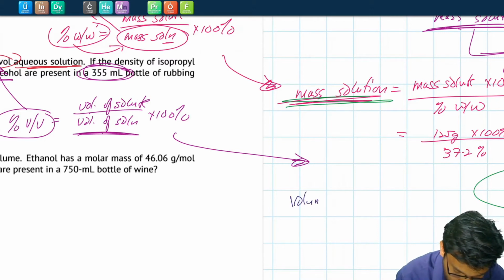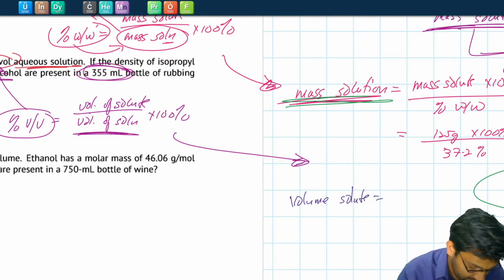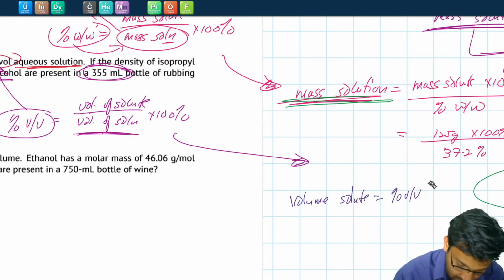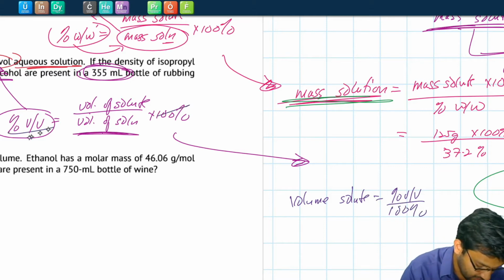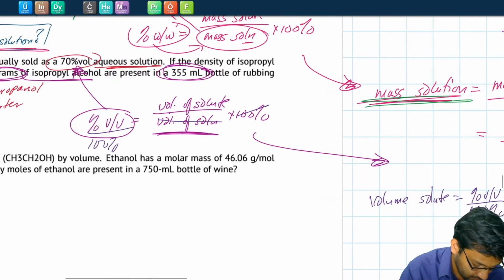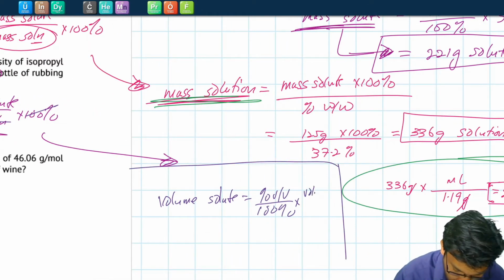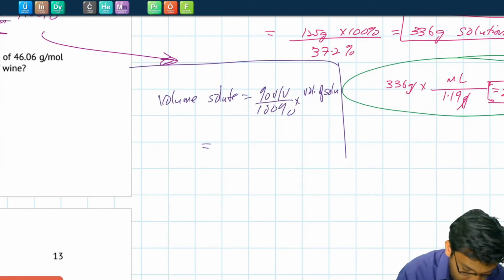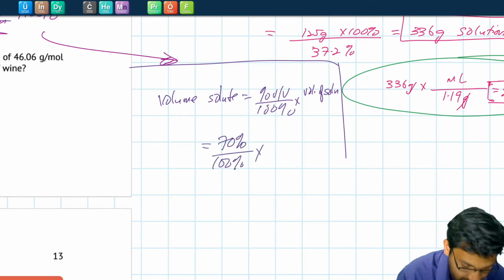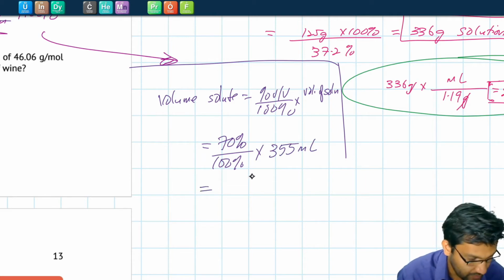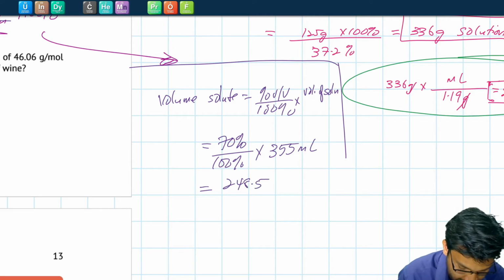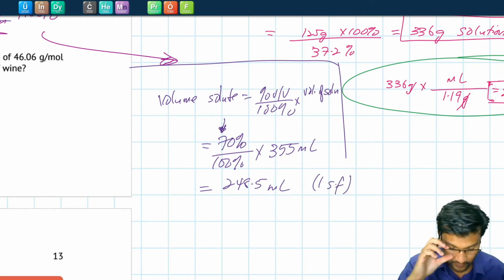So volume of solute, isopropanol, is our percent volume over volume divided by 100%, right? We divide both sides by 100, multiply both sides by volume of solution, to get where we are here. So let's solve for that. The percent volume over volume would be 70% over 100% times our volume of solution. It tells us that we have a 355 milliliter bottle. So we plug this into our calculator and we get 248.5 milliliters. Just remember that we have 1 sig fig, so our answer should have 1 sig fig.